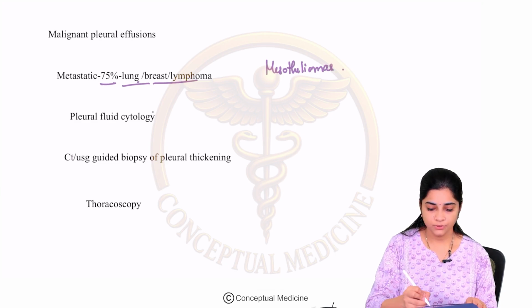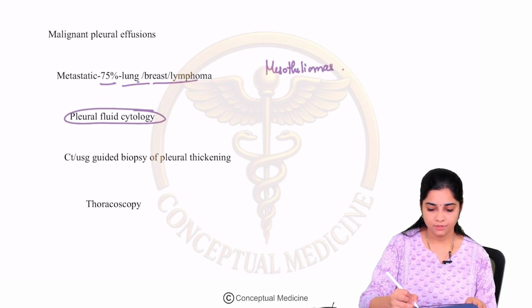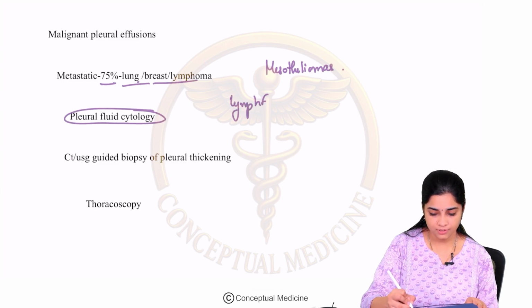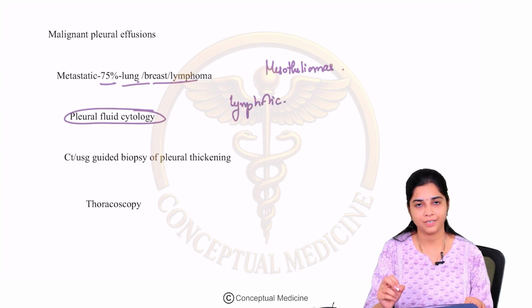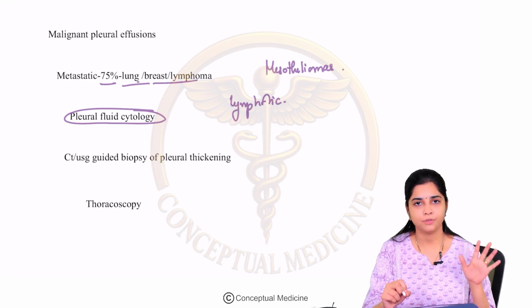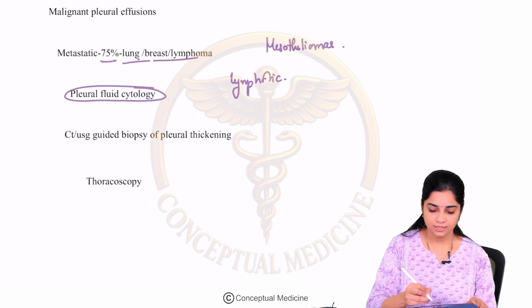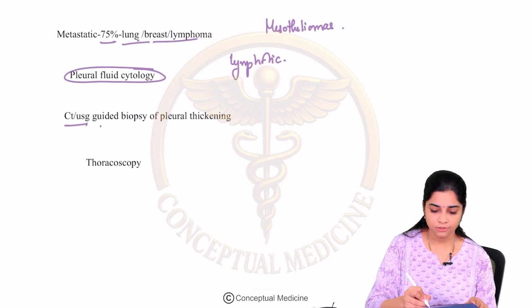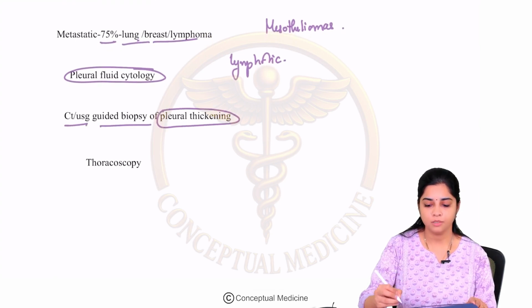Okay, so here you will find pleural fluid cytology, and again here the effusions are usually lymphocytic in nature. Many a times you will not be able to find out whether this is a malignant pleural effusion or not, and in these cases you will have to do a CT or USG guided biopsy of the pleural thickening.